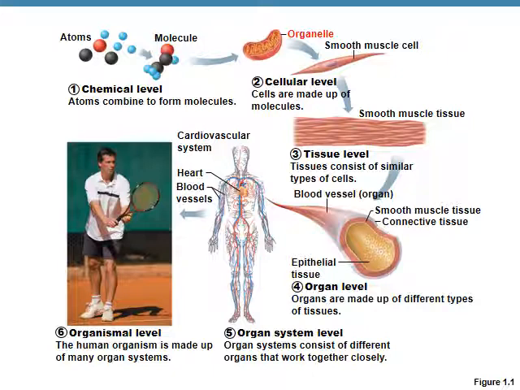So maybe this visual representation will help you a little bit more, but make sure that you can order these. If there was a test question about starting with the smallest or least complex level, what would that be? Chemical up to the organismal level, and make sure you have an idea what each of these mean. What is chemical? What is cellular? What is tissue?